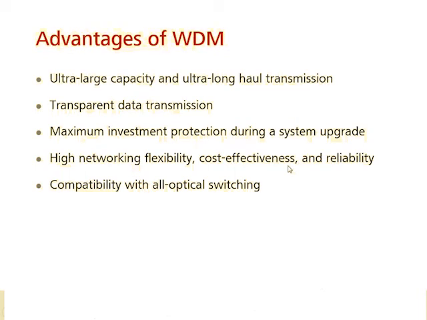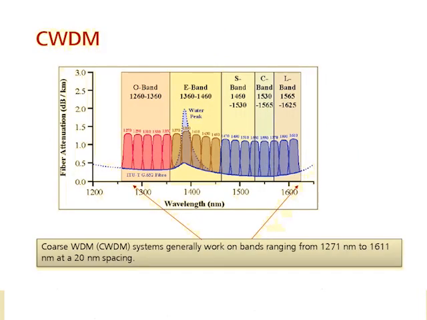Okay, so let's continue with the next slides. We already learned what WDM is, the transmission modes, the applications of WDM, and the system structure of WDM, right? So if we want to use WDM in a real network, we still have two different applications that can be used. The first one is CWDM. CWDM stands for coarse wavelength division multiplexing.